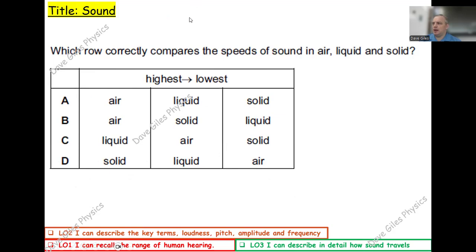Which row correctly compares the speed of sound in air, liquid, and solid? So the speed is fastest in solids, then liquids, then air, so the answer is D.